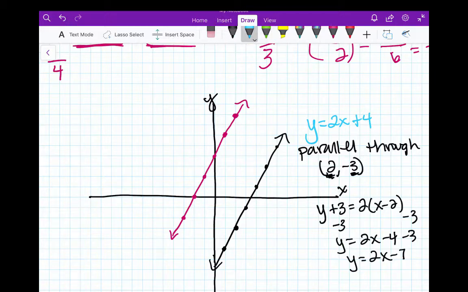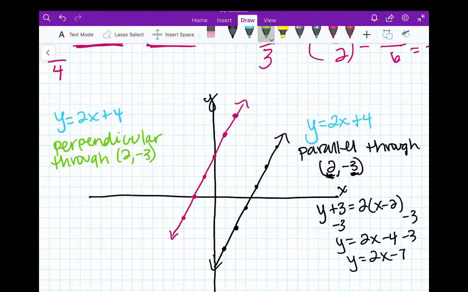Now I'm going to do a perpendicular line through the same point. So I want it to be perpendicular through the point 2, -3. So if it's going to be perpendicular, then the slope needs to be the opposite reciprocal. The opposite reciprocal of 2 is -1/2. So again, I'm going to use point slope form. y plus 3 equals -1/2 times x minus 2.